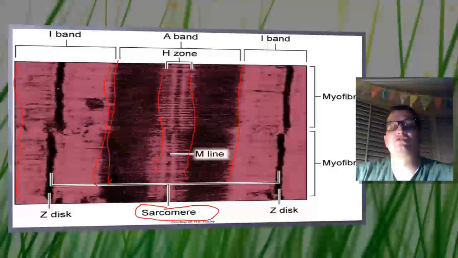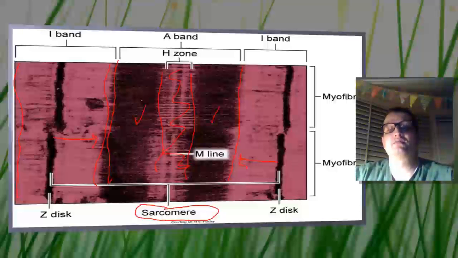Okay, so when this contracts, again, the A band is going to stay the same. The Z disc is going to move in here and in here. And the H zone will change color, so it's all completely dark. This H zone will disappear and become the same color as this and this. And that's what happens when the muscle contracts.